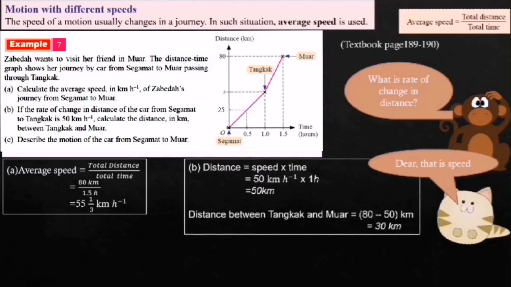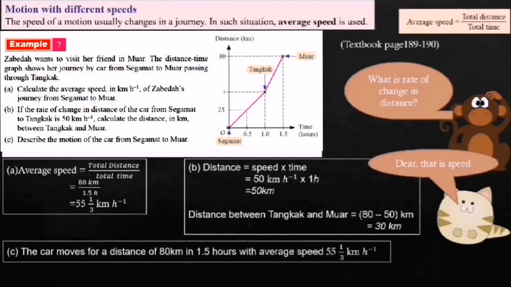C. Describe the motion of the car from Segamat to Muar. How to describe? The car moved for a distance of 80 km in 1.5 hours with average speed 55 1/3 km per hour. So now why I use average speed? Because here we have different speed. So we need to mention average speed here.